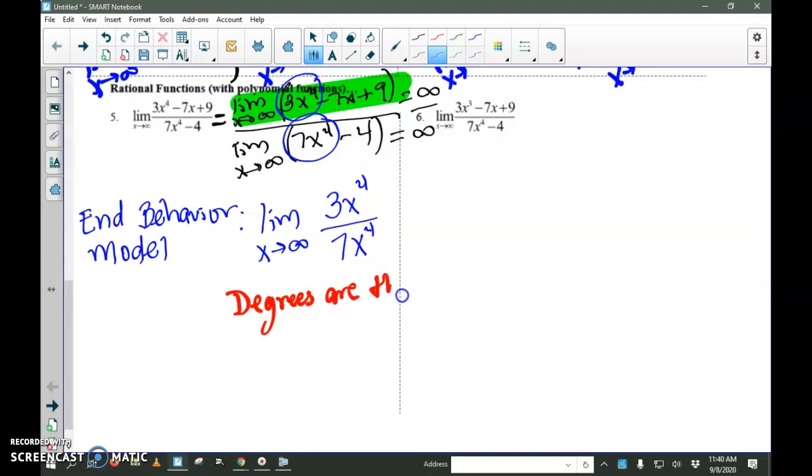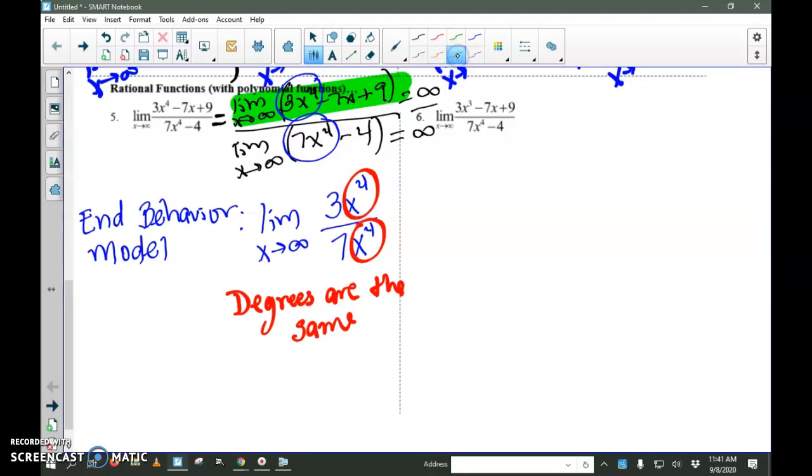Okay, and what I mean by the degrees are the same is that I have an x to the fourth term in the numerator, an x to the fourth term in the denominator, which means really the function in the top and the bottom are growing at relatively the same rate. Yeah, one has a 3 and one has a 7, but when I start substituting x values in, those x values are all going to be raised to the fourth power. And then the 3 and 7 will have a slight effect on that.